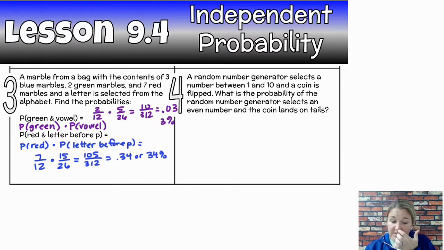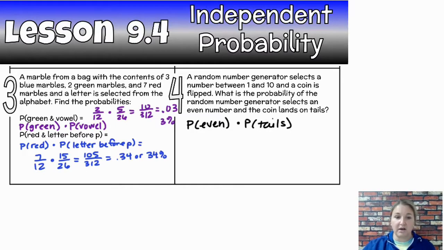Okay, on the last example here, we are going to have a random number generator. These things have some sort of algorithm where they pick random numbers. You can tell them to pick a number and repeat it, or not repeat it, but they just randomly pick a number. That's all a random number generator is. And then you are going to flip a coin. We're going to find the probability that the random number generator selects an even number and that the coin lands on tails. So I'm going to find the probability of an even number times the probability of flipping a coin and landing on tails.